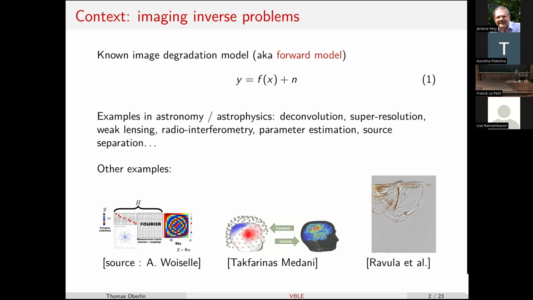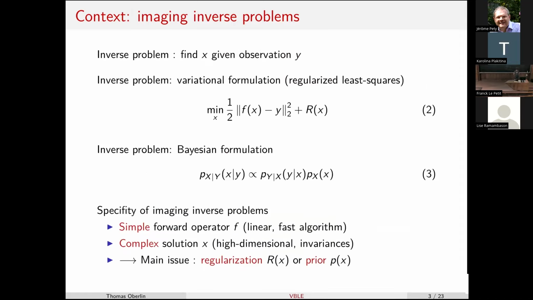So this includes a lot of different problems in astronomy, astrophysics, or in other areas. So I gave a few examples here. On the left, it's compressed sensing in the Fourier domain. Here, this is the inverse problem in electroencephalography. So it's not pure imaging, but let's say it's imaging. And this is the inverse problem in geoscience, in seismology. Okay, and of course, a lot of different problems related to astronomy and astrophysics.